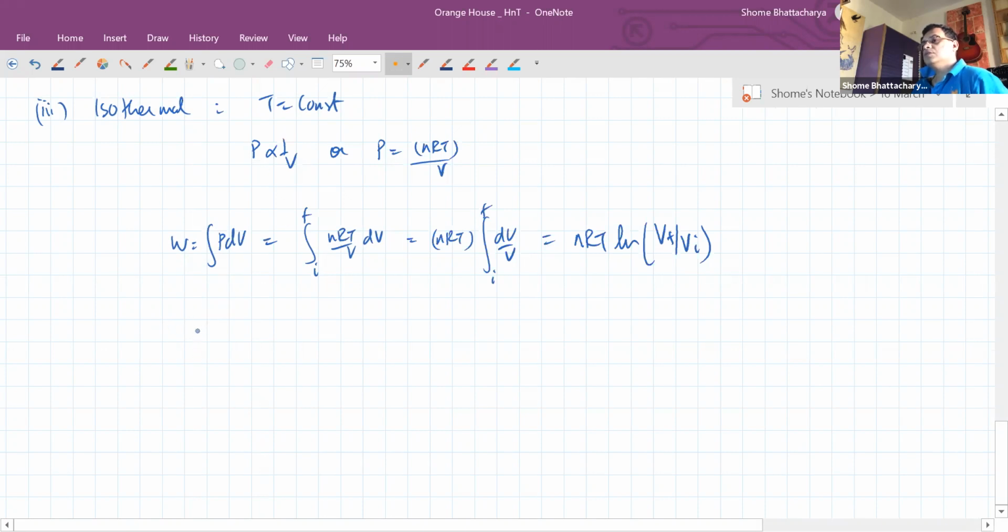Now temperature is constant, so delta U becomes 0 because temperature T is constant. So Q becomes equal to W, which is equal to nRT natural log of final by initial volume.